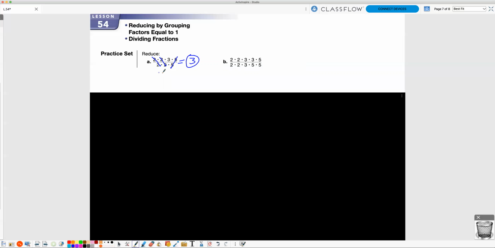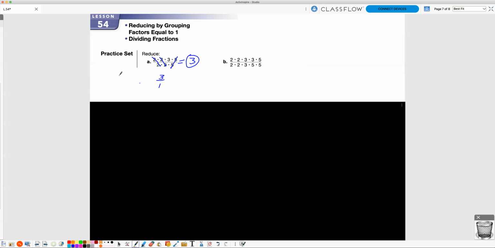Why is it 3? Because this would be the same as 3 over 1. I can look at it like this. It'd be 1 times 1 times 3 times 1 in the numerators, and then it'd be 1 times 1 times 1 in the denominator. And that equals 3 in the numerator and 1 in the denominator, and that reduces to 3 because 3 divided by 1 is 3. Go ahead and do letter B.